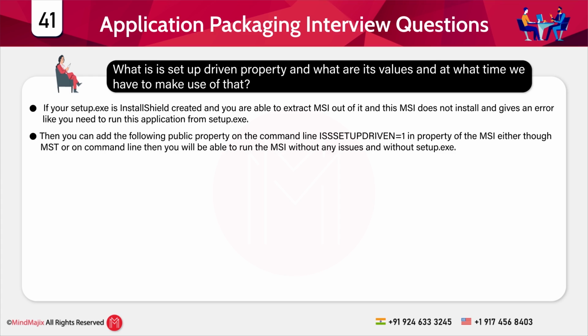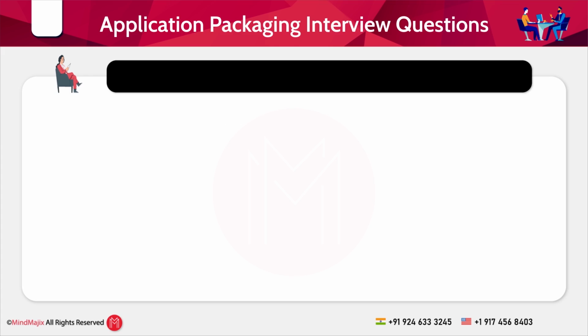It says that you have to install that MSI with that exe only. In that case we have to give this command: SETUPDRIVEN=1. If we add this public property on the command line, SETUPDRIVEN=1, or in the property table of the MSI, either through MST or on the command line, then we will be able to run the MSI without any issues and without setup.exe. Otherwise it will say that without that exe it will not run.